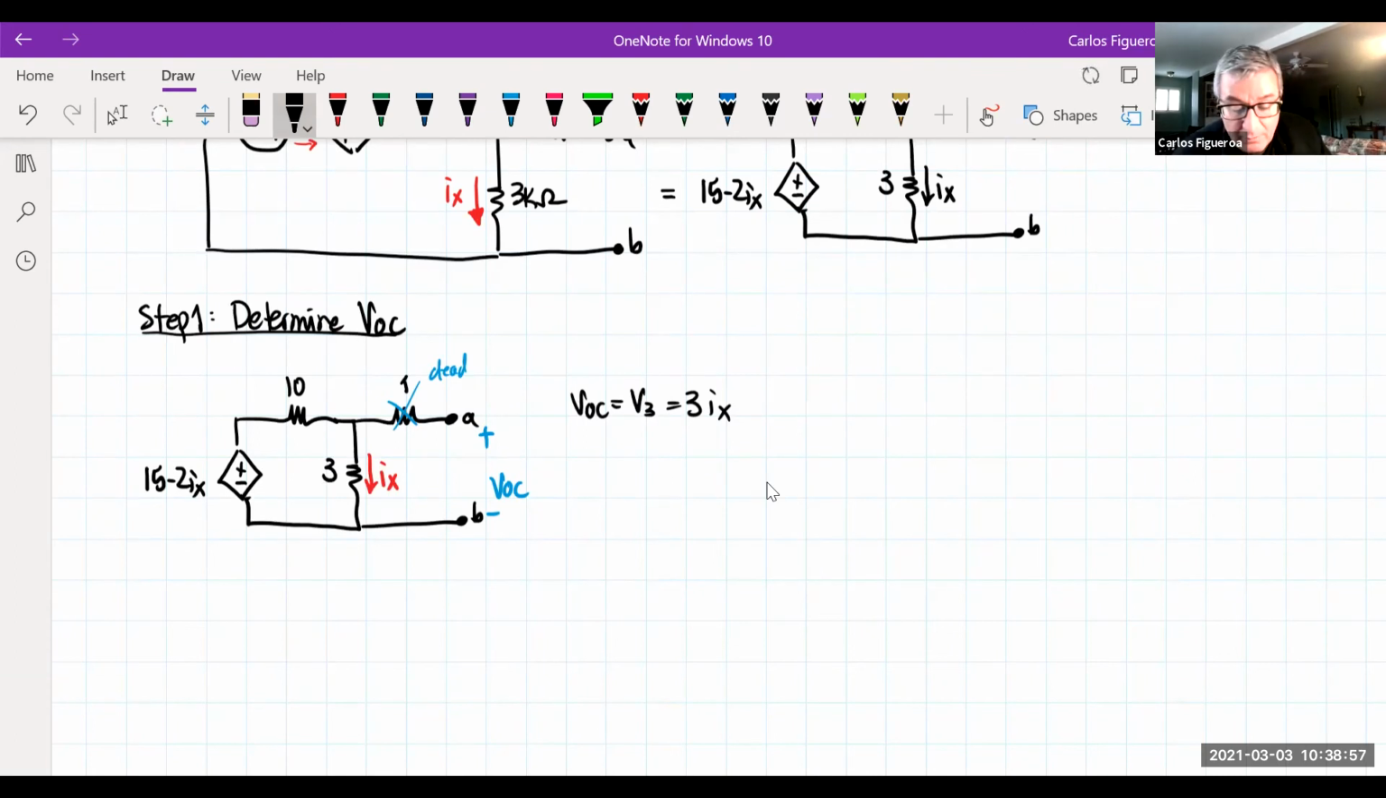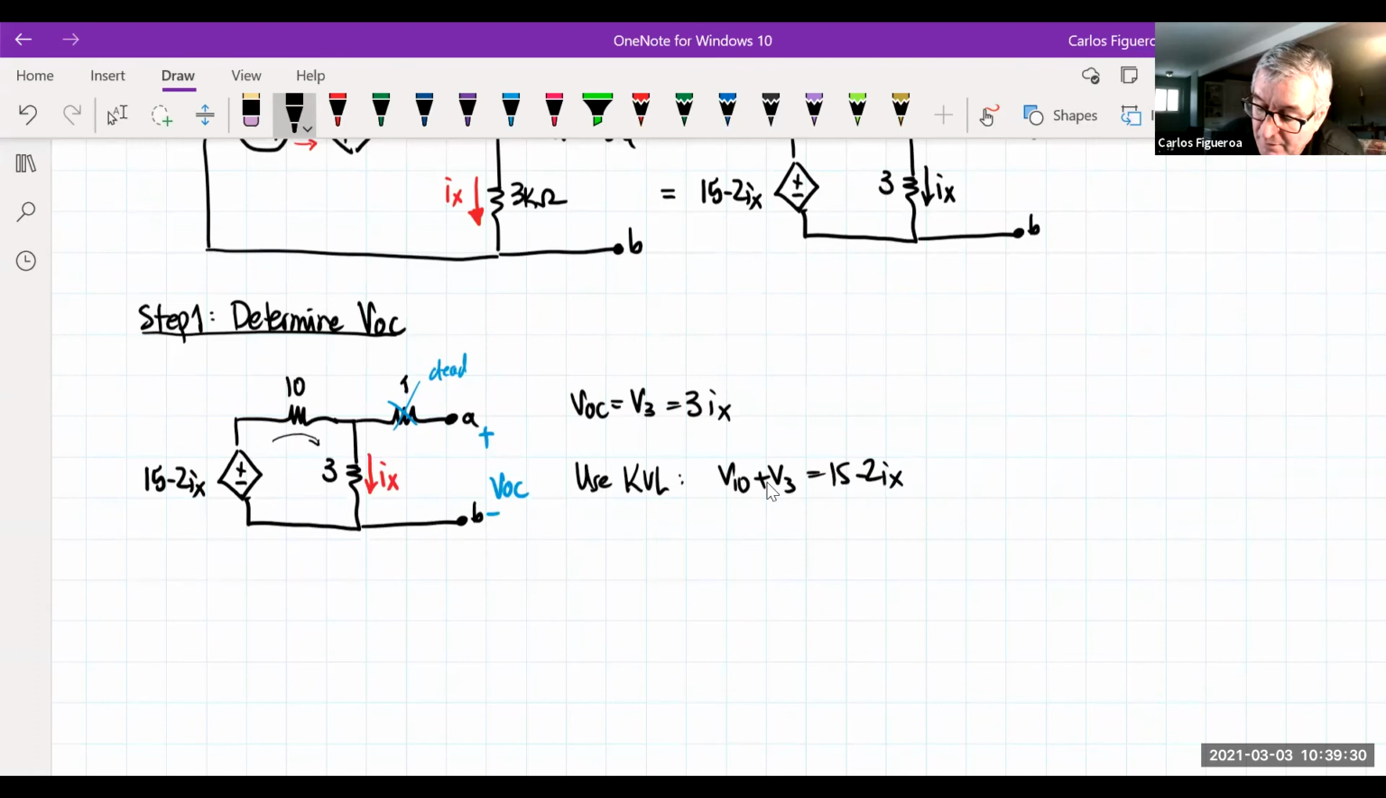So here I go. Dude, there's a lot of ways to do this thing here. We could use VDR, we could use KVL. I think I prefer to use KVL. So I'm going to use KVL, which then tells me I'm going to go in this direction here. And so therefore, it tells me what? That the voltage across the 10 volts plus the voltage across the 3 must be 15 minus 2Ix.